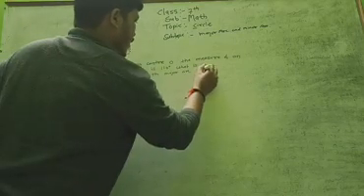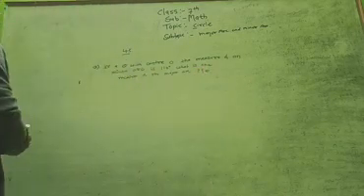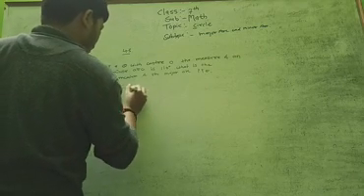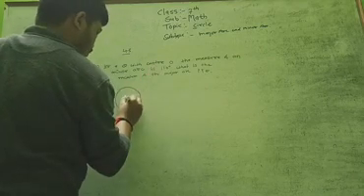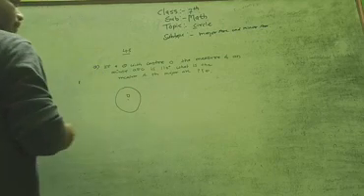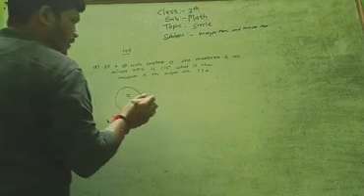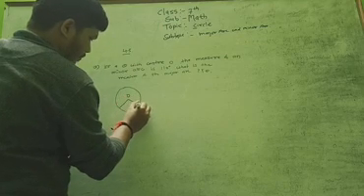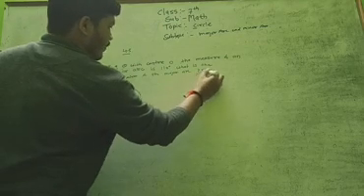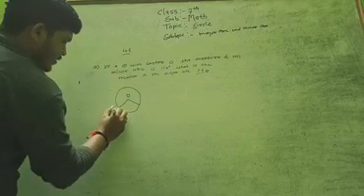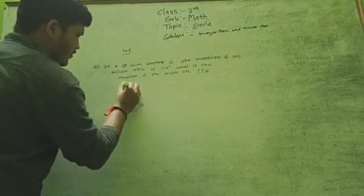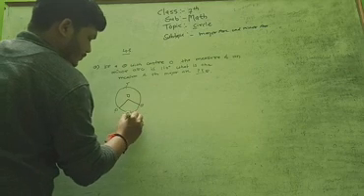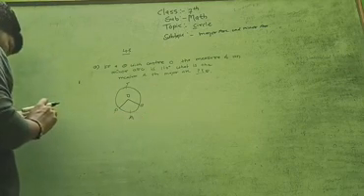P, Y and Q. Consider this is a circle having center O. The measure of a minor arc is 110 degrees. Consider this is the minor arc, and we have to find PYQ. Consider this is P, this is Q, this is Y, and this is A.